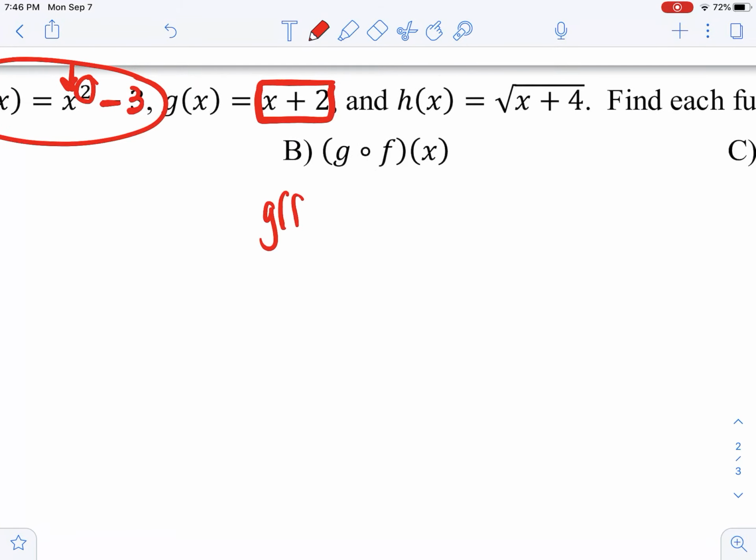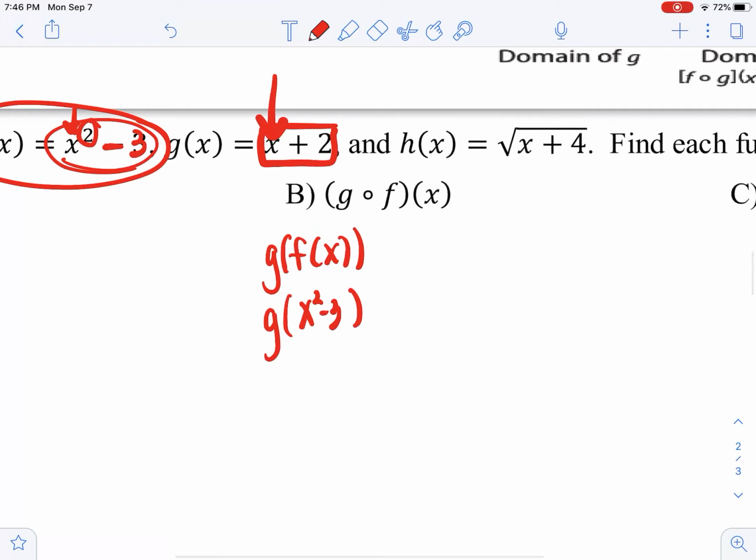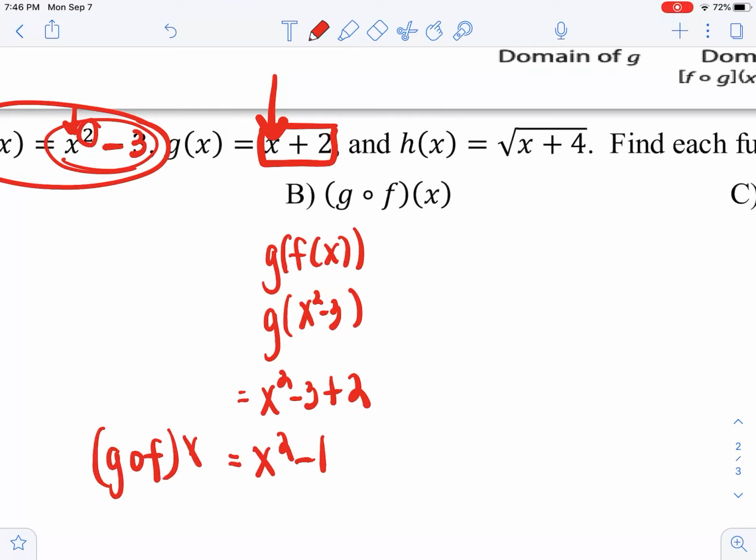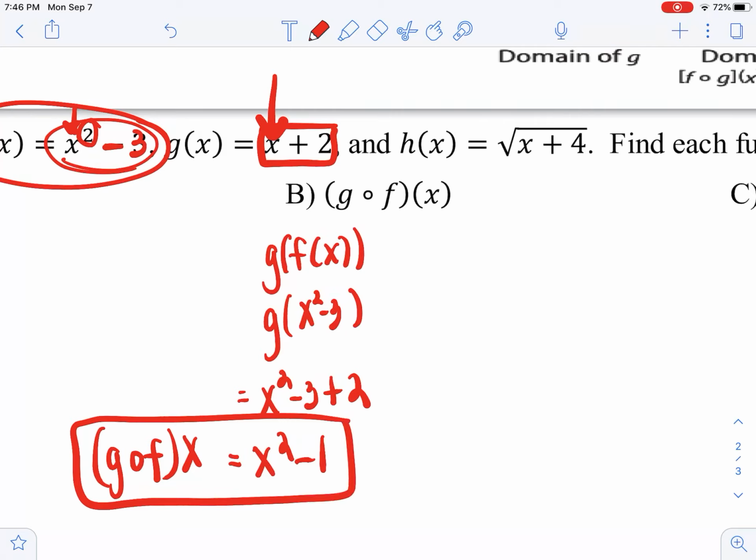All right, next one, g of f of x. So once again, I just like writing it like this to think. All right, so this is g of, and now I'm going to write down what f of x is. F of x is x squared minus 3. So now I'm going to go to g, and instead of writing x, which is right here, I'm going to write x squared minus 3. So I have x squared minus 3, and then the plus 2. So that's x squared minus 1. Once again, this is g of f of x. Are there any restrictions? Nope. All real numbers.